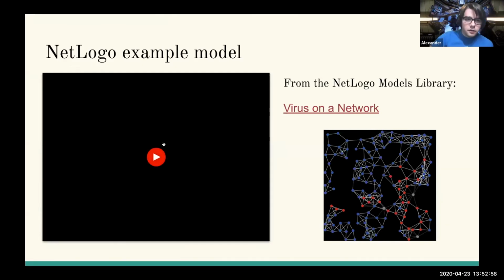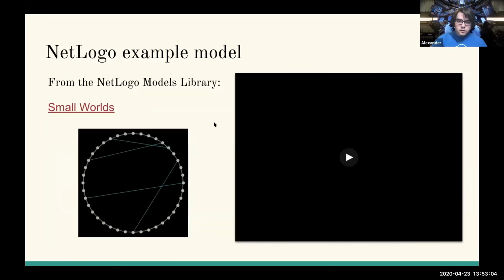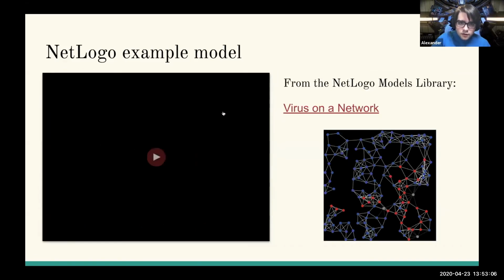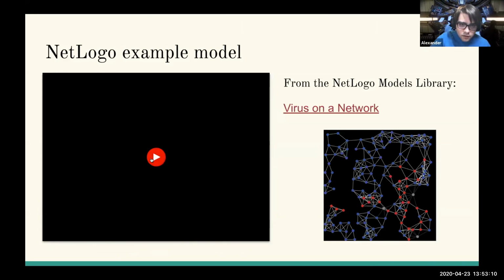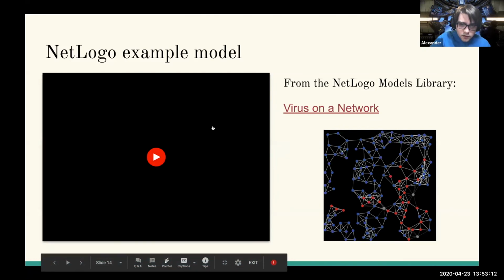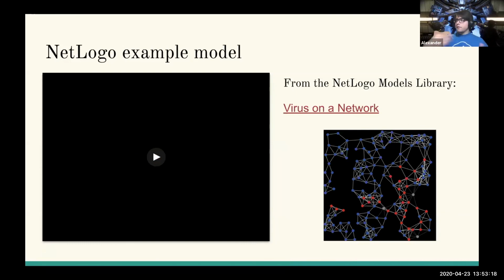Let me see if I can play a little bit of an example model here. This is from the NetLogo models library where we're looking at a virus on a network. Oh, that didn't play. Not sure if I'm able to play this. But anyways, this is the basic model that we're looking at, which is a virus spreading on this distance associated network.